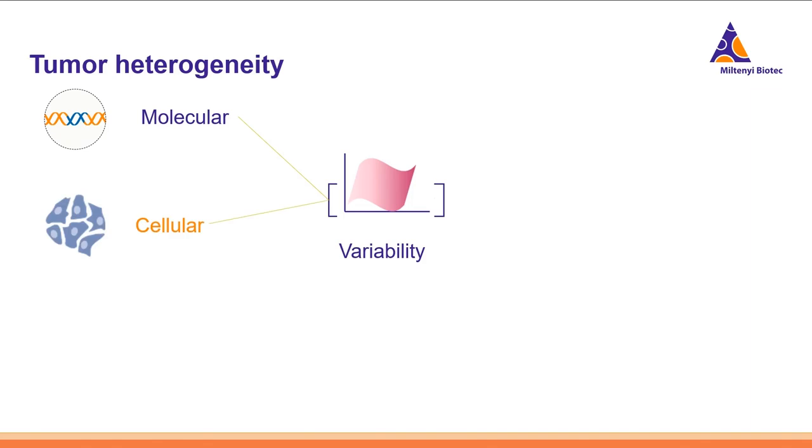Obviously, we have a lot of cellular variability, meaning that we not only have different cancer cells, but we also have many different phenotypes that populate the tumor microenvironment. And if we combine these two concepts of molecular and cellular variability and see how they are arranged in space, then we can conclude that we will also have architectural variability in our tumor.